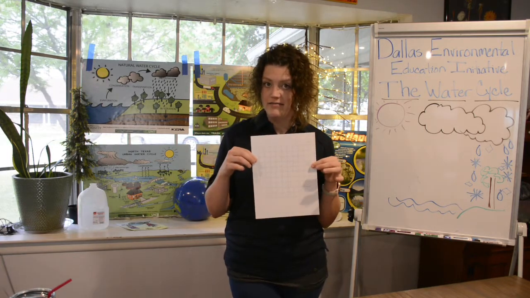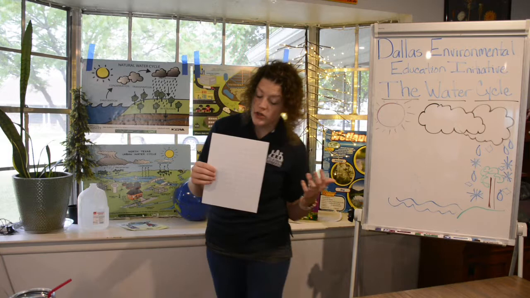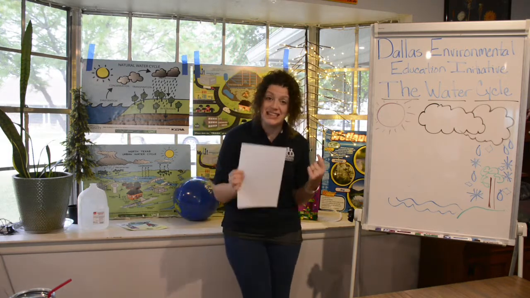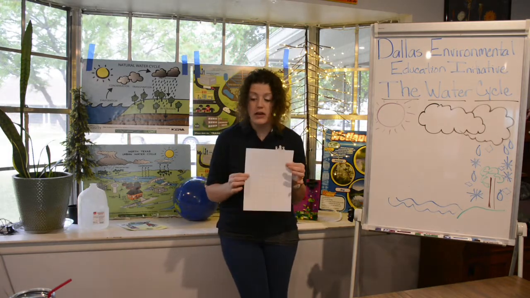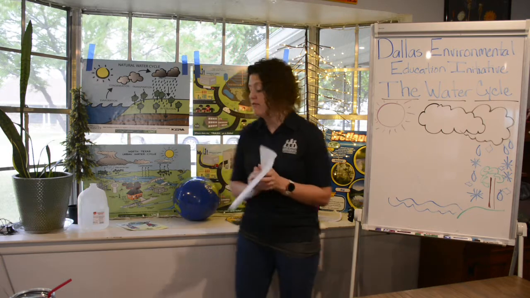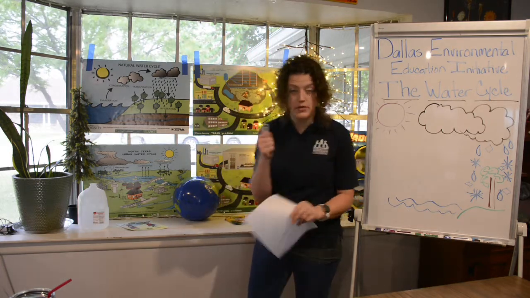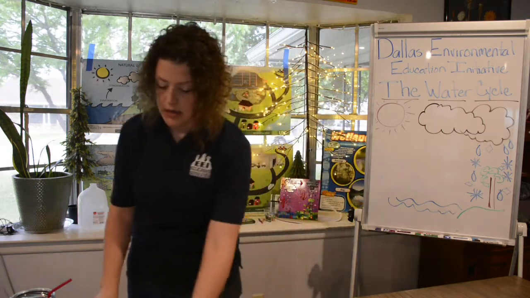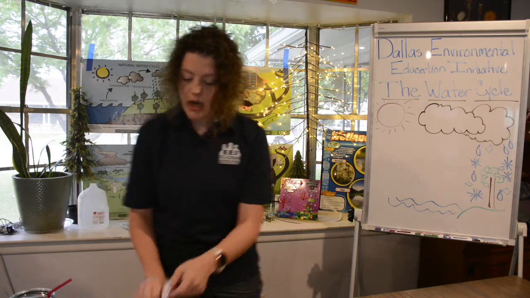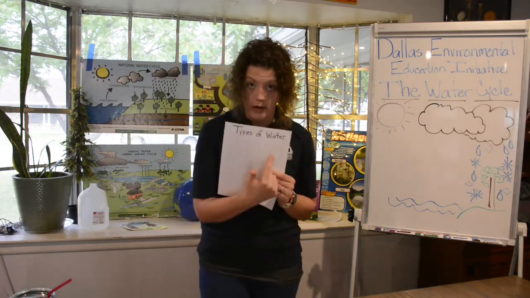Are we ready? With a good graph, the first thing we're going to need is a title. The title for this one is going to be Types of Water. I wrote mine in marker. You can use a pen or pencil if you like. At the very top, we're going to write Types of Water.